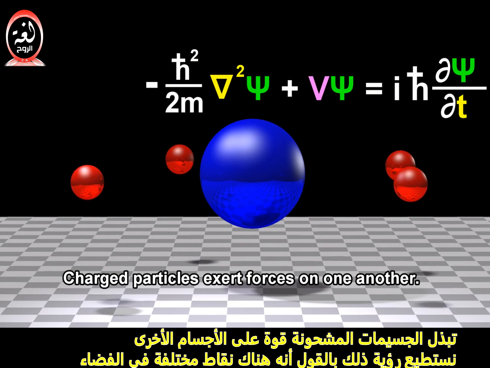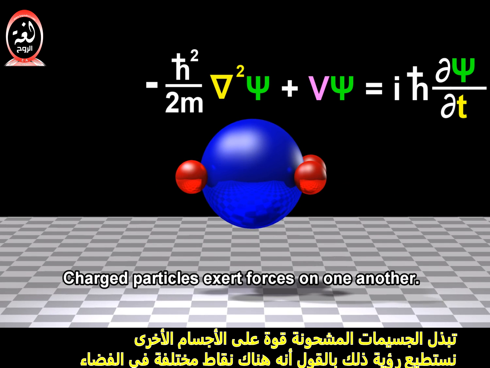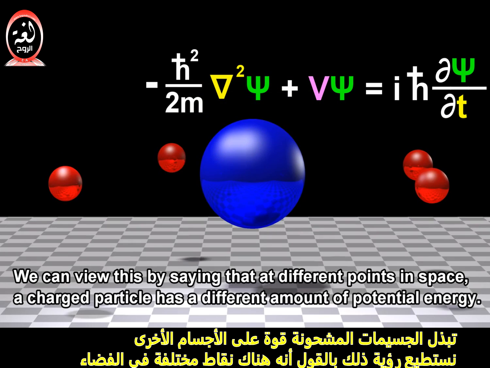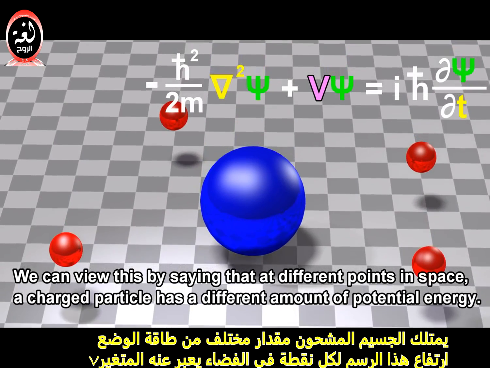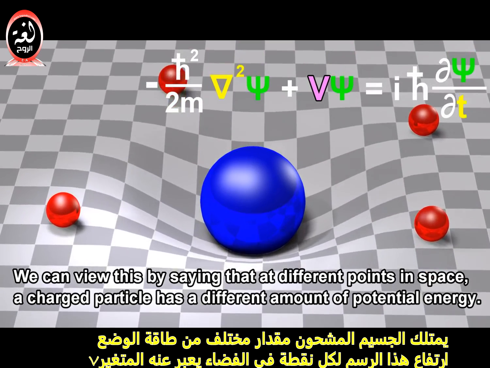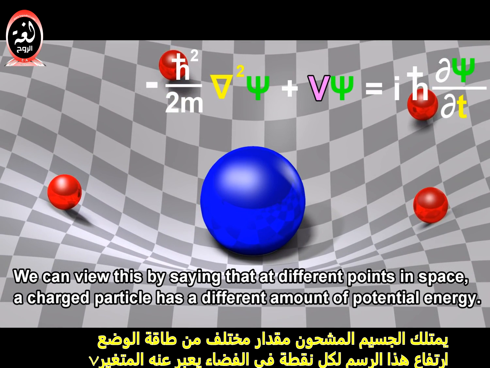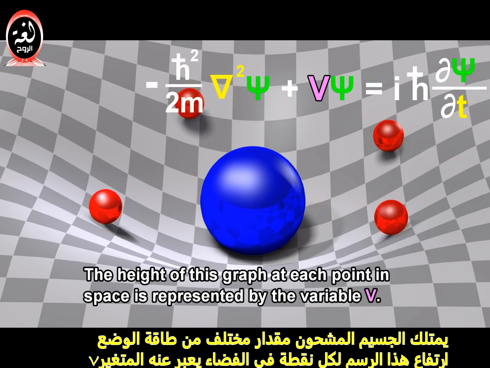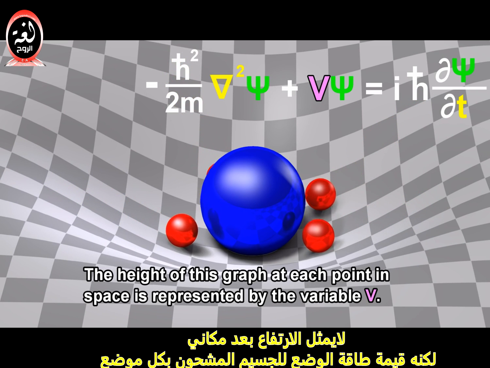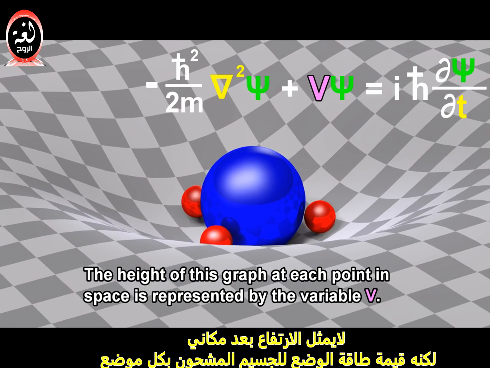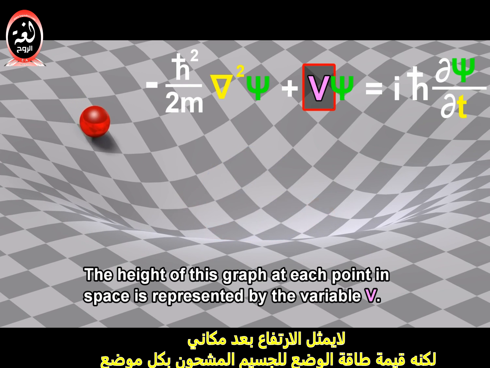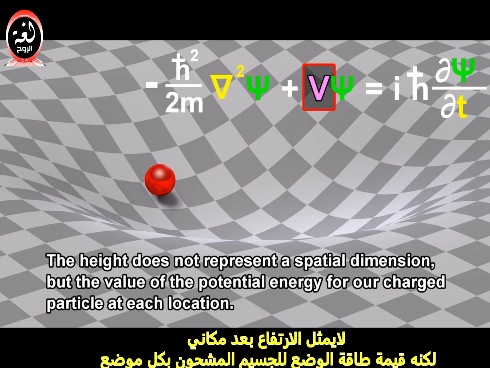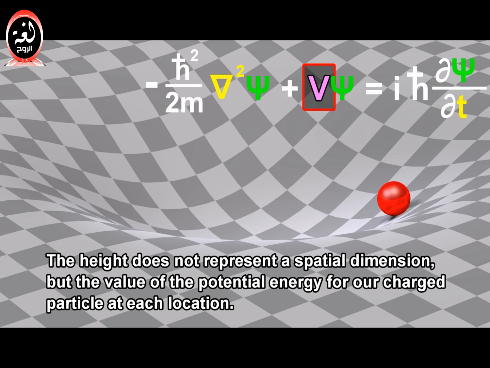Charged particles exert forces on one another. We can view this by saying that at different points in space, a charged particle has a different amount of potential energy. The height of this graph at each point in space is represented by the variable V. The height does not represent a spatial dimension, but the value of the potential energy for our charged particle at each location.